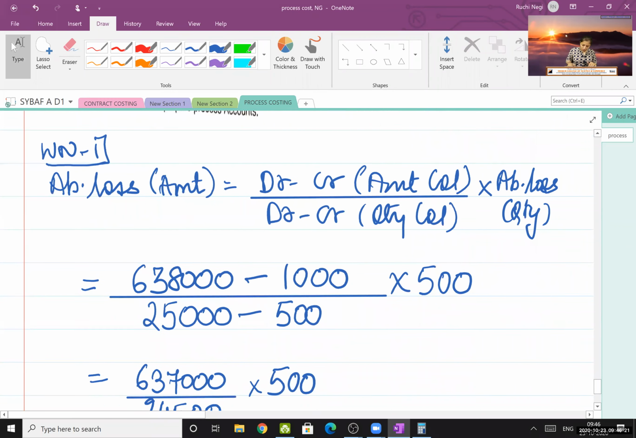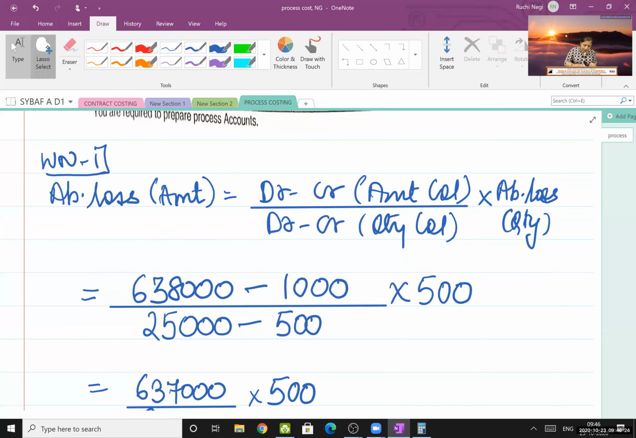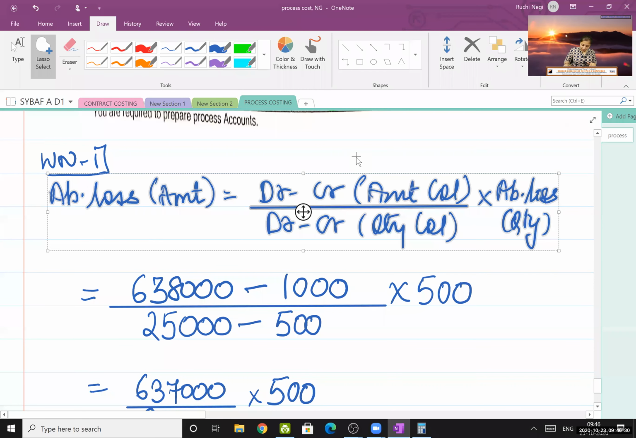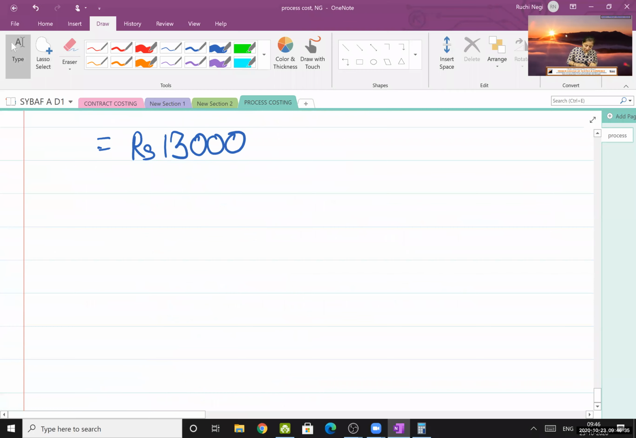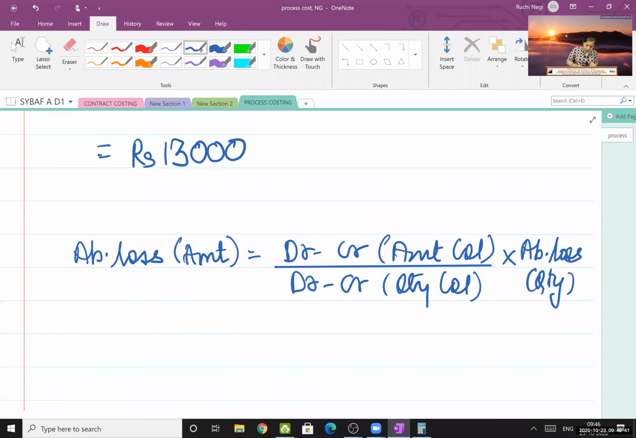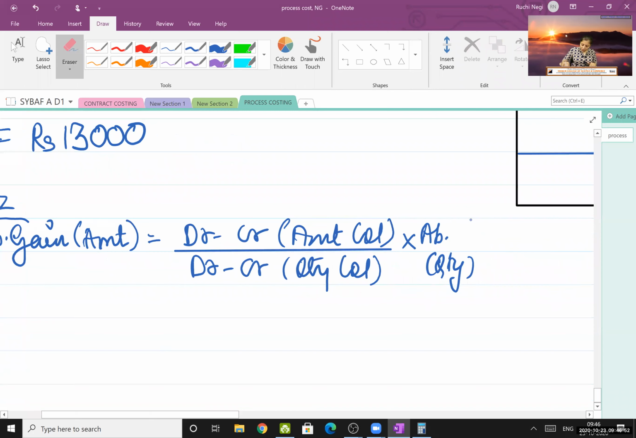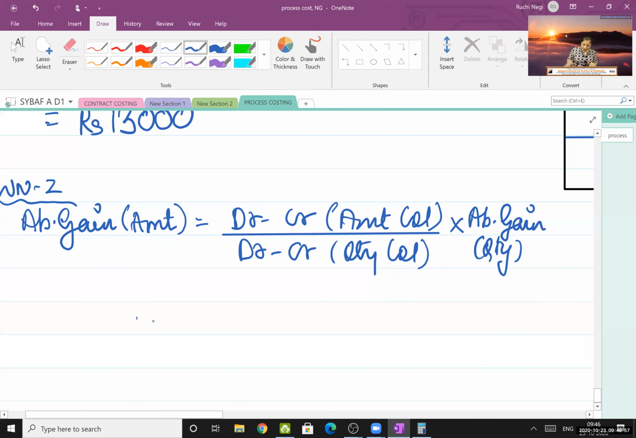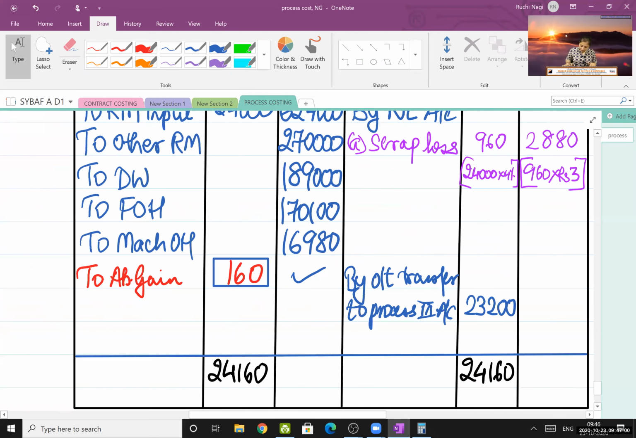So actually it's the same formula, the same formula. So I'm writing it here. Working note number 2. Now just write your heading. Working note number 2. Abnormal gain. Formula तो same है. And abnormal gain in quantity. Total the debit side. Check the debit side.